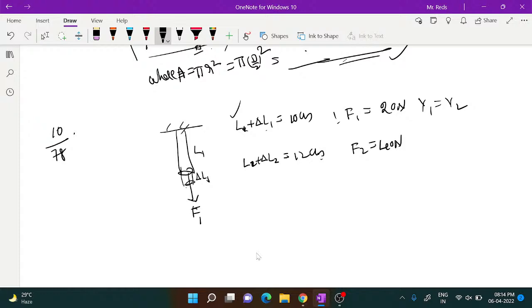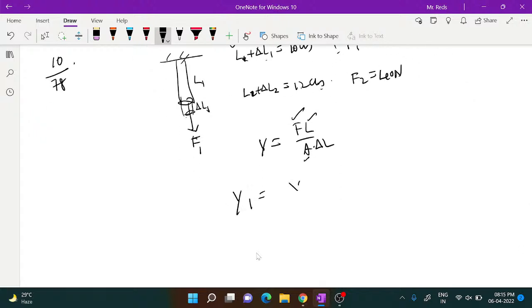So can we take Y is equal to stress by strain. Stress is force by area. Area is also same. So Y is FL by A into delta L. F is not same. L is same. Area is same. Delta L you can take as 10 minus L, 12 minus L. Y is also same, so you can take it as Y1 equal to Y2.